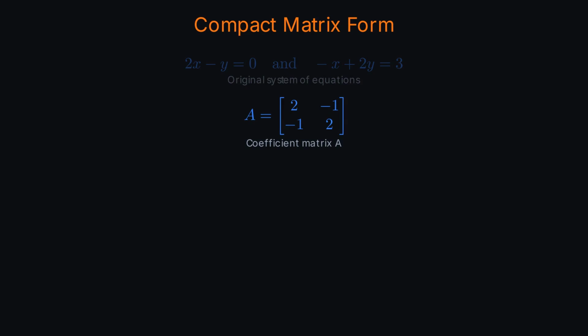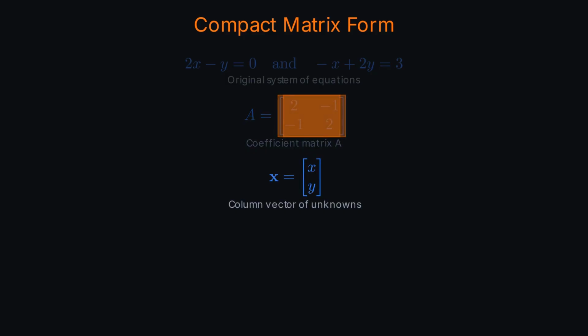We can pull the coefficients into a rectangular array called a matrix. Row 1 has 2, -1. Row 2 has -1, 2. That's the coefficient matrix A. Next, we gather the unknowns into a column vector x, x on top, y on the bottom, and the right-hand sides form the vector B, 0 on top, 3 on the bottom.